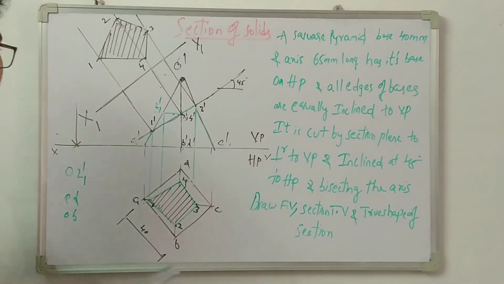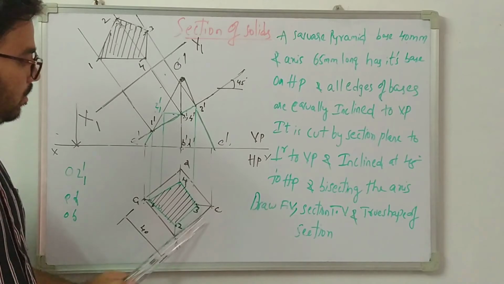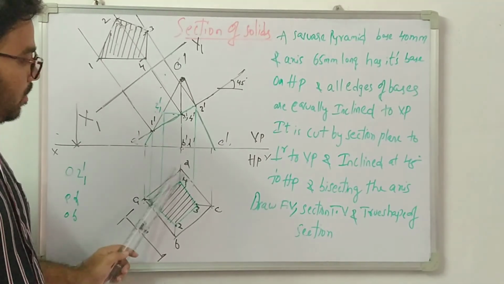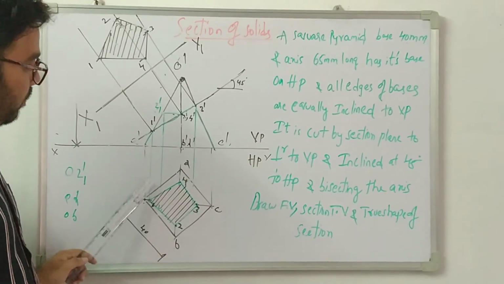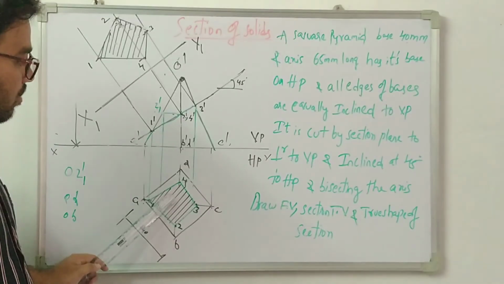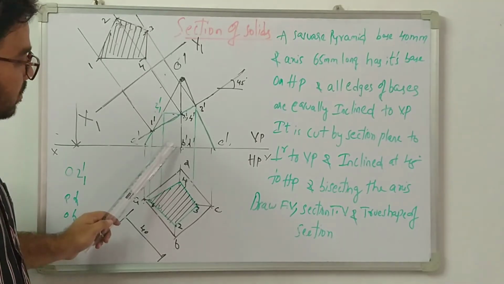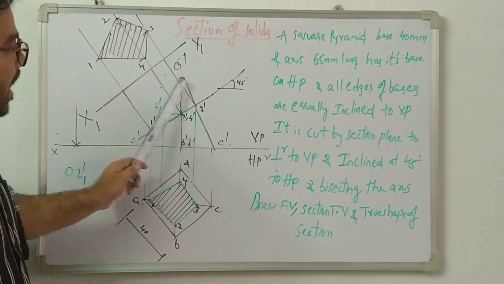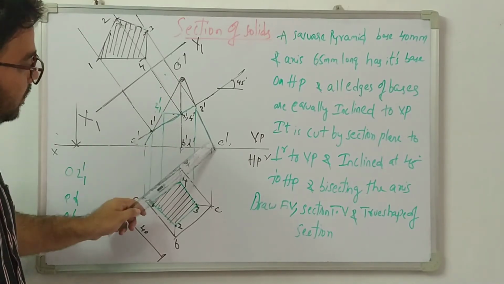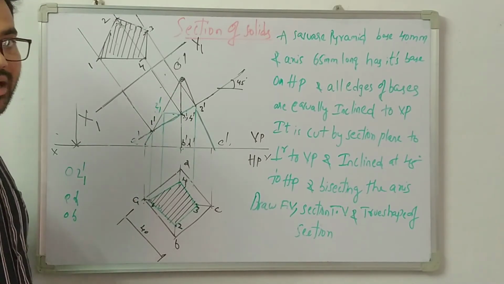So I repeat again, slightly. First of all, draw a square shape, equally inclined at 45 degrees, and draw the slant edges, and you will get an apex point. From there onwards, simply draw the axis height. The axis height is 65 mm long. From there onwards, draw the slant edges. Now you will get a triangular shape.